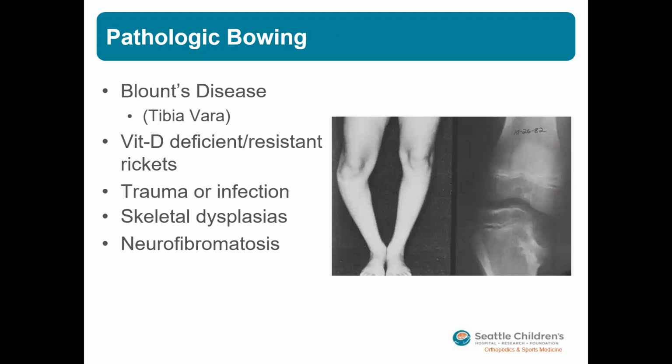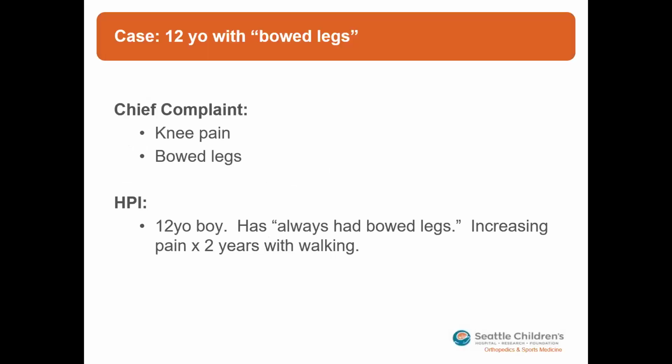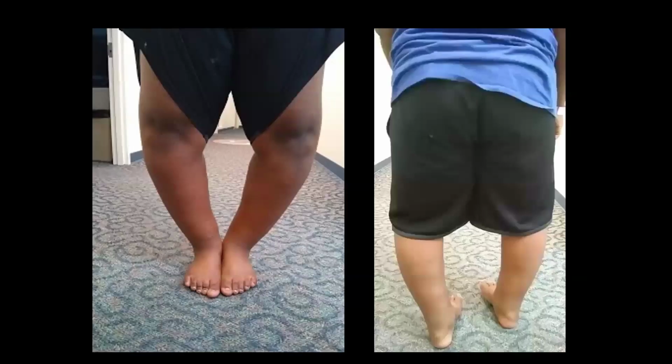Blount's disease, right? This is from the knee, versus vitamin D deficiency rickets. See the difference? This is quite significant. And the measurement between the knees is going to be significant as well, usually well over 10 centimeters. There's a 12-year-old with bowed legs. He's got knee pain. He's always had bowed legs. He's had increasing pain over the last 2 years with walking.